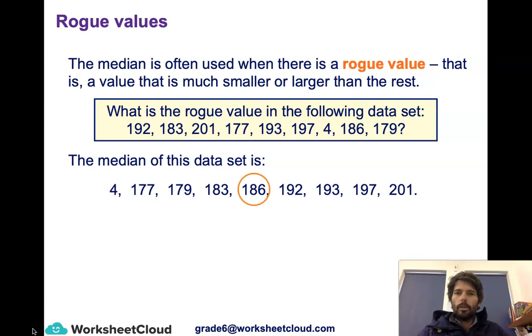So this is an odd set of numbers. There are 9 of them. So it's quite easy to figure out the median. It's just circling the middle answer. And there you can see that the number 4 doesn't really interfere with the median value.